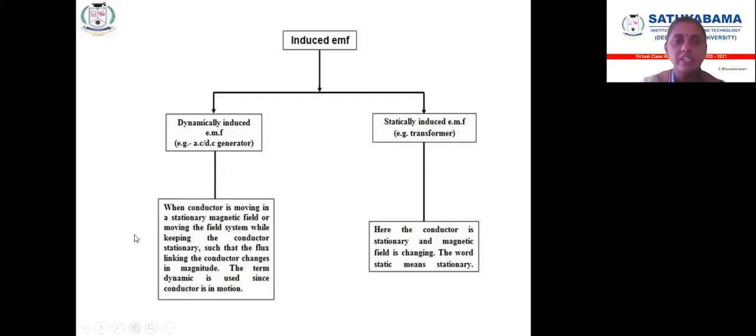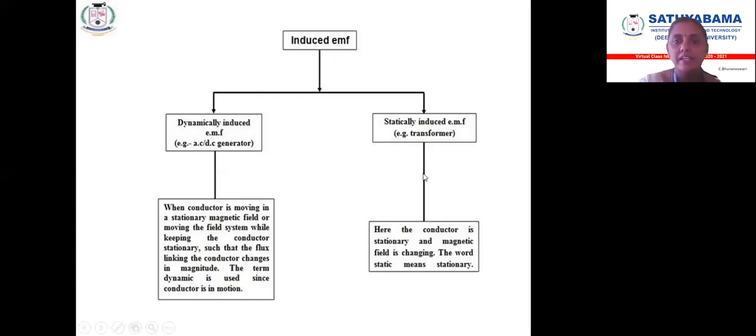In dynamically induced EMF, the example is an AC or DC generator, and in statically induced EMF, the example is a transformer. One more time, dynamically means it is involved with movement; statically means it is not involved with movement, it is stationary. Dynamically induced EMF is when the conductor is moving in a stationary magnetic field, or the magnet is moved while keeping the conductor stationary, such that the flux linking the conductor changes. If the magnet moves, the conductor is kept stationary; if the conductor moves, the magnet is kept stationary. The term dynamic is used since the conductor is in motion.